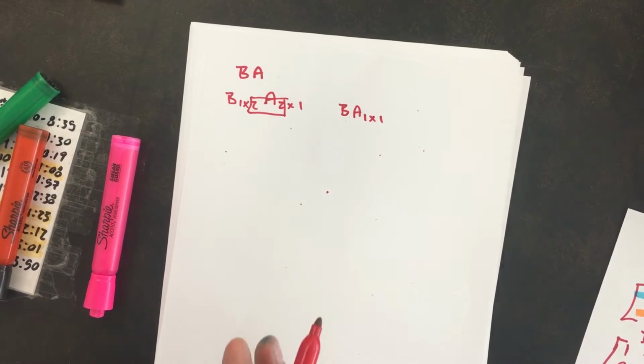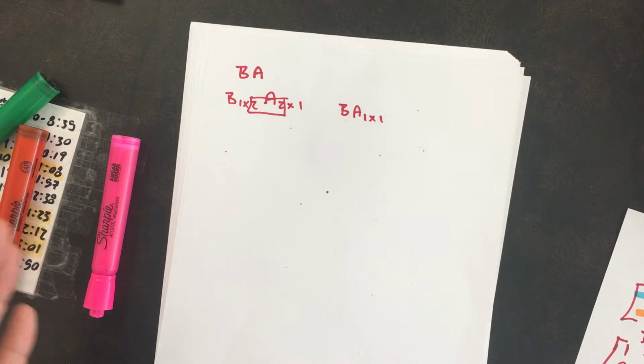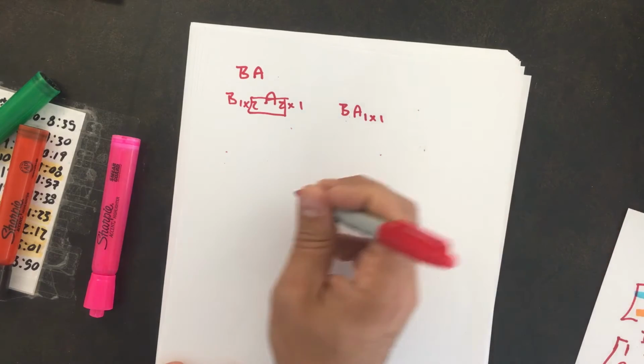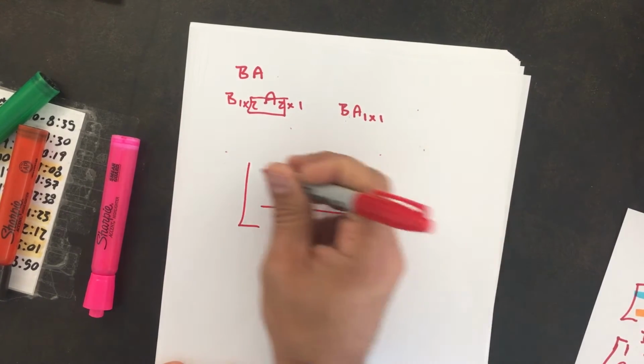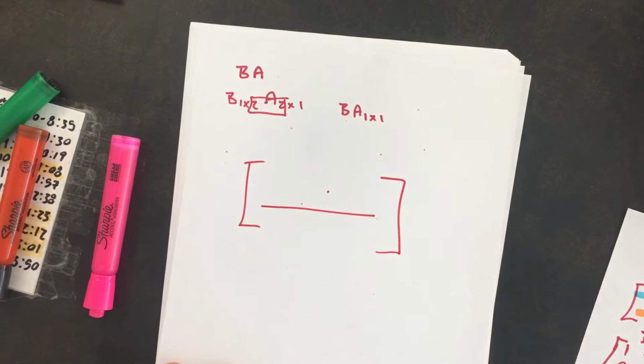When you're doing just numbers, it doesn't matter which order you multiply them in. With matrices, it does. When we did A times B, we got a 2 by 2. But when we do B times A, we get a 1 by 1. So 1 by 1 means I'm just going to have one number as my whole entire matrix.